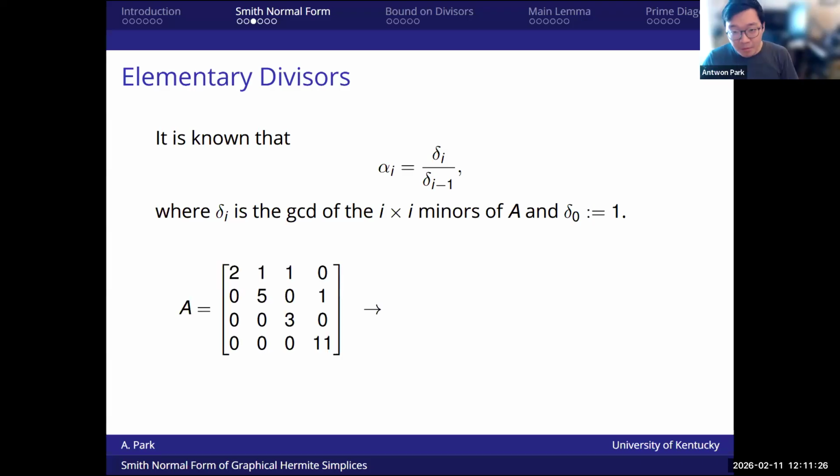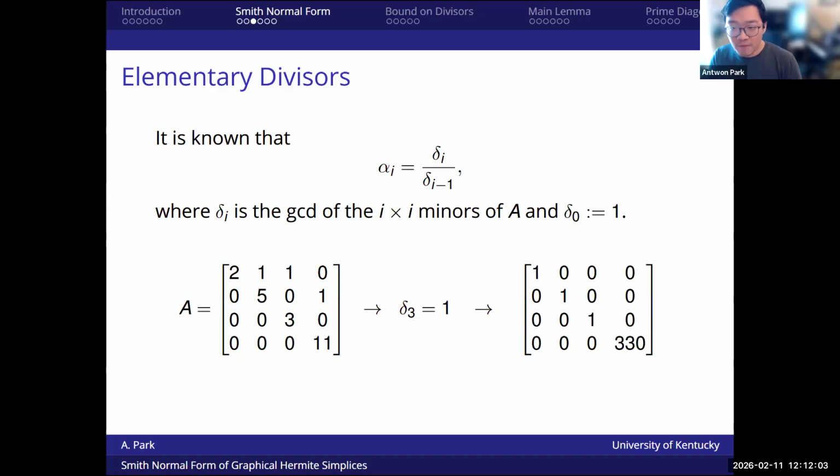And so, as an example of working with this, here is this kind of small-ish 4 by 4 example we've been staring at for these last several slides. I'm going to share with you a quick proof to show that delta 3 is going to be equal to 1. If you can show that delta 3 is equal to 1, what you're going to get is that delta 1 and 2 are also forced to be 1. And that's going to force that delta 4 is going to have to be the product of the diagonal, in this case 330.